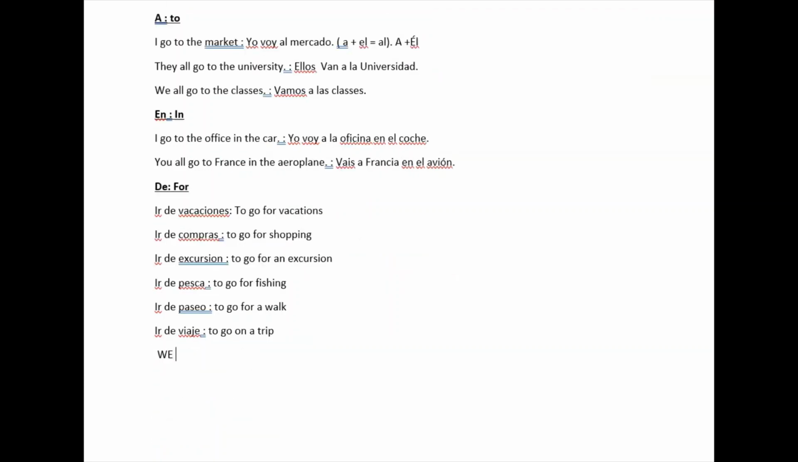If I want to say we all go for vacations in September, we can say vamos. So these, as I have told you previously, these expressions we always give you in the infinitive form, but when you use that in a sentence, we always conjugate the verb according to the subject. So vamos de vacaciones en septiembre.